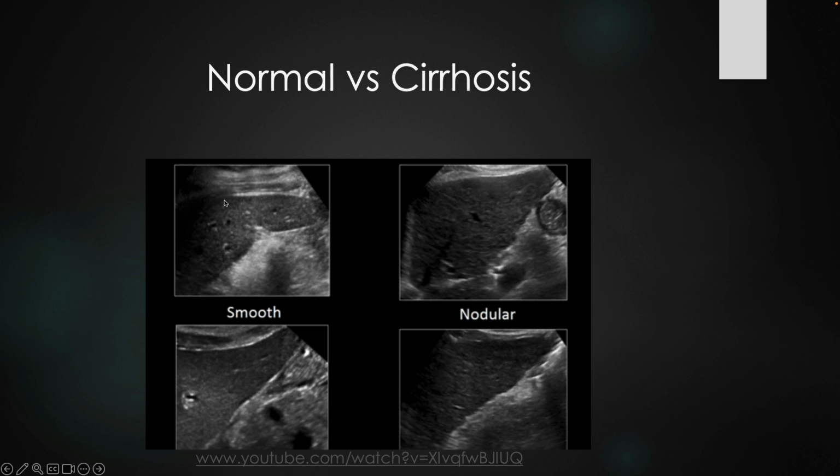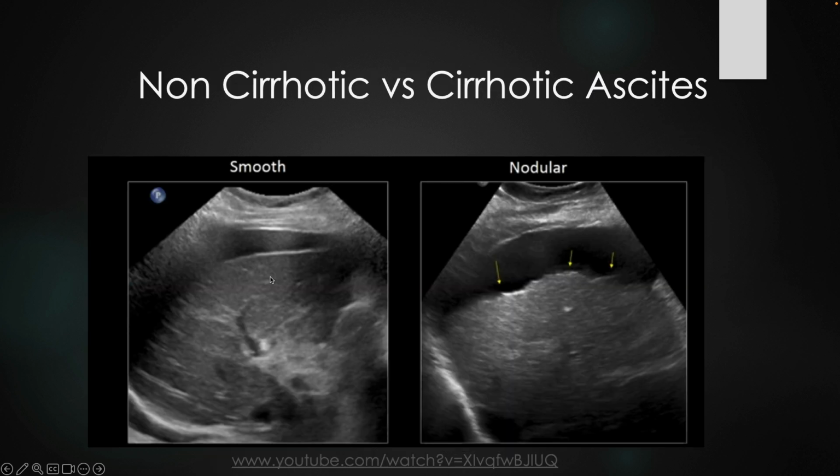So you see here in the normal liver, you'll have this smooth surface on the liver edge. And as you progress into cirrhosis, which is the irreversible stage, you see this nodular surface. And then here again, you see this smooth surface in a patient with ascites. And then here in another patient with ascites, you note this nodular surface, which is a little bit easier to see. And this is when we know on ultrasound that we've progressed into cirrhosis.